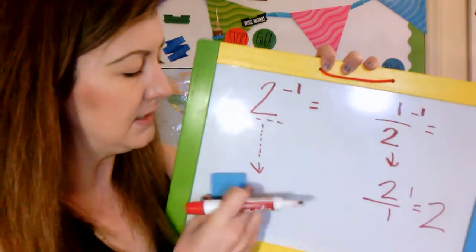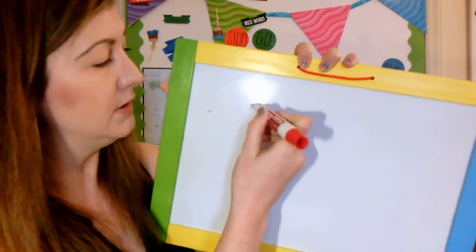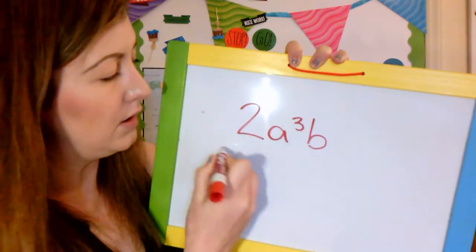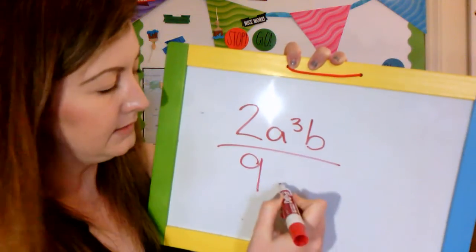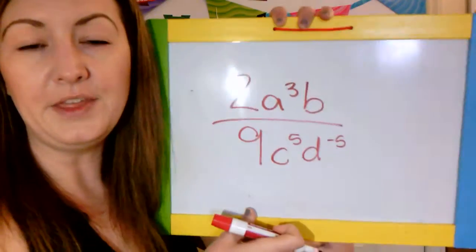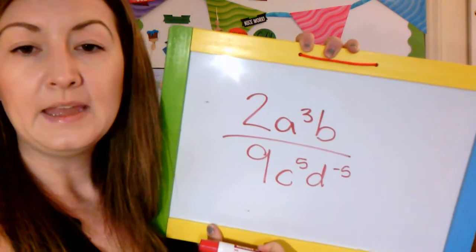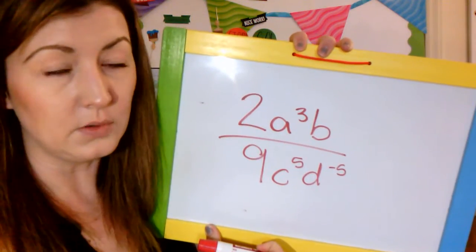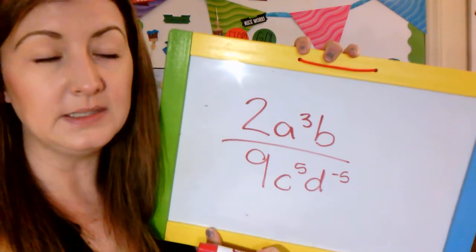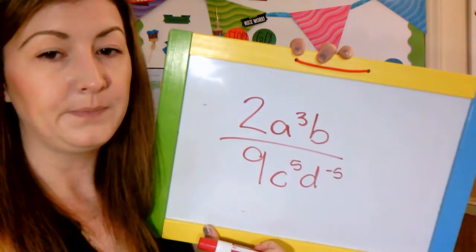Now the example that was given to you in your notebook has a bunch of letters and some numbers. It's 2a to the 3rd b over 9c to the 5th d to the negative 5th. Now there's nothing I can simplify. 2 divided by 9 can't simplify down any further. I can't subtract my a's because there's only 1. I can't subtract my b's because there's only 1. I can't subtract my c's or my d's. They don't have any other like terms to subtract with.